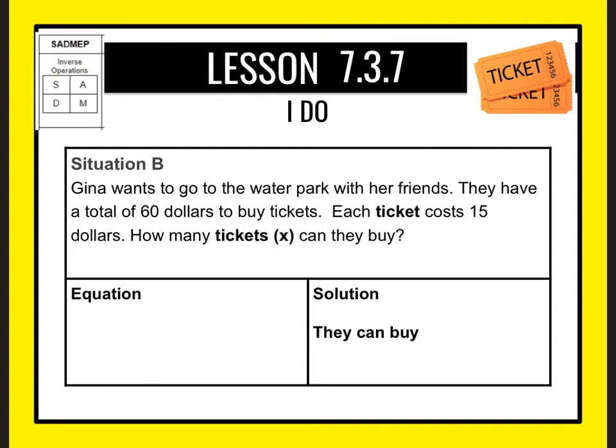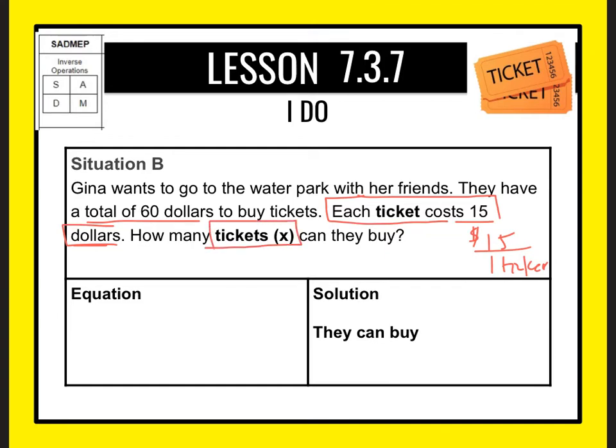Gina wants to go to the water park with her friends, and they have a total of $60 to buy tickets. Each ticket costs $15. Huh? What does that sound like to you guys that we've been studying, right? If every one ticket, so one ticket, right, costs $15, that is called our unit rate, okay? How many tickets can they actually buy?